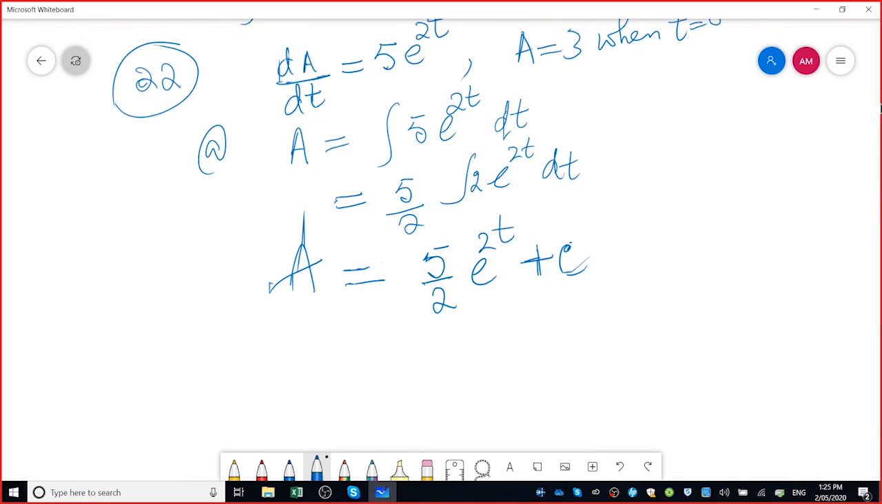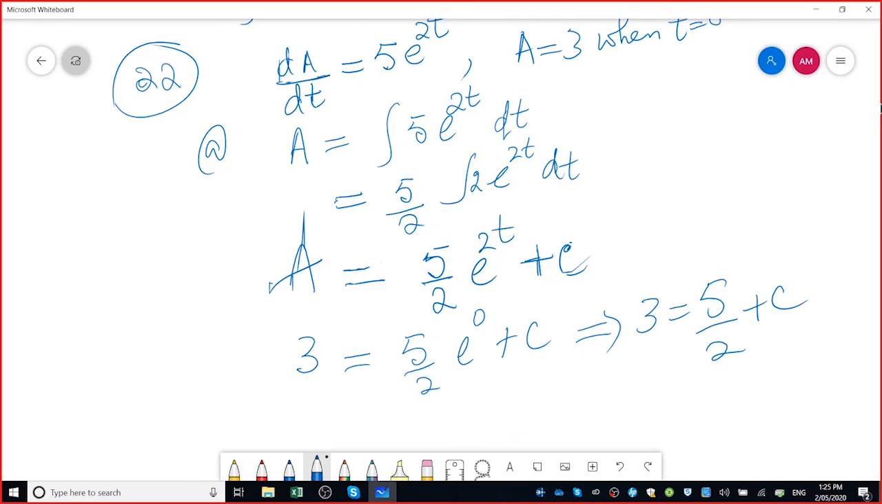I found that c is a half. Okay, let's see. So a is 3 once t is 0. So it would be 5 over 2 e raised to the power 0 plus c. What is e raised to the power 0? 1. So it means 3 is equal to 5 over 2 plus c. So c is equal to 3 minus 5 over 2.